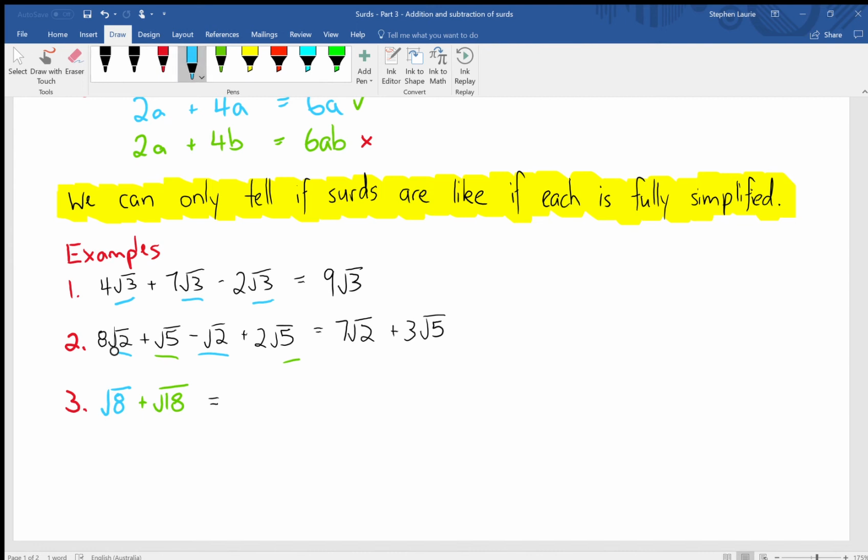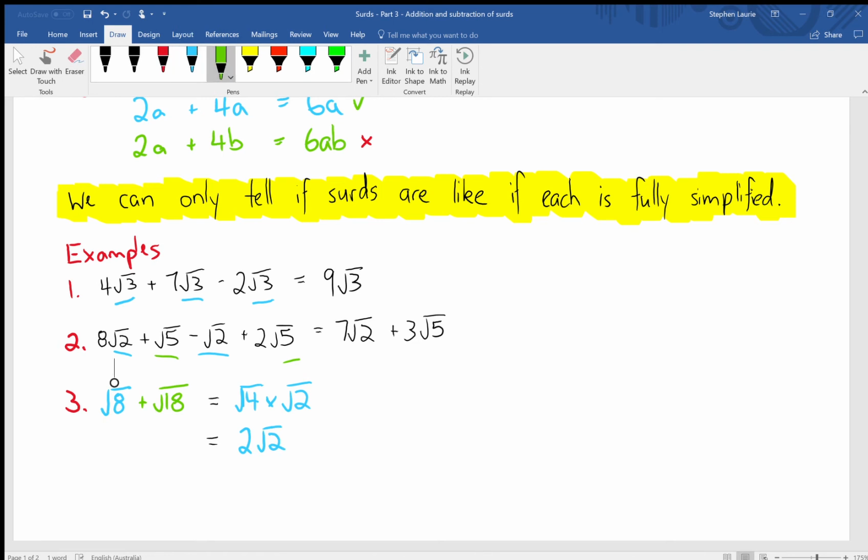So, refreshing from last lesson, let's look at the square root of 8. Square root of 8 can be broken up into the square root of 4 times the square root of 2. Remember, we're looking to see if there's a square number that goes into 8. And the square number that goes into 8 is 4. Square root of 4 is just 2, so this is 2 times root 2. And that's fully simplified now.